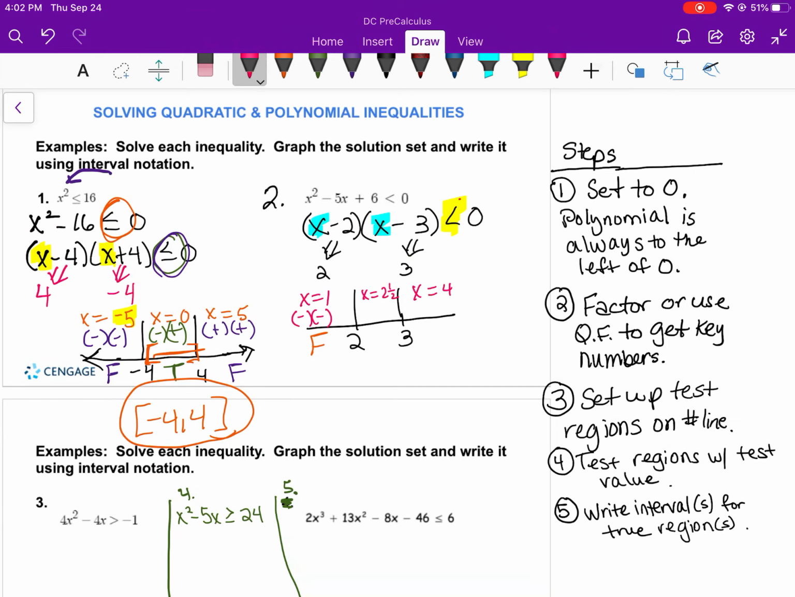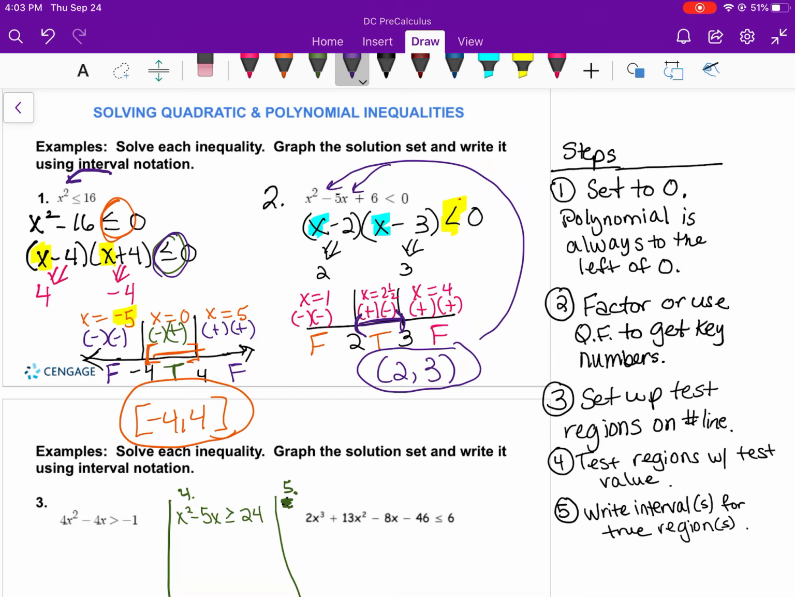When I put in 2.5, I get a positive times a negative, and that product is negative, which is what I want. And when I put in 4, I get a positive and a positive, and that is a positive product, which is not what I want, so false. And then again, I shade where it's true, and this one is going to use parentheses. So 2, 3. All of those decimal values in between 2 and 3 would work when I plug them in for x and calculate. I'm going to get something less than 0.